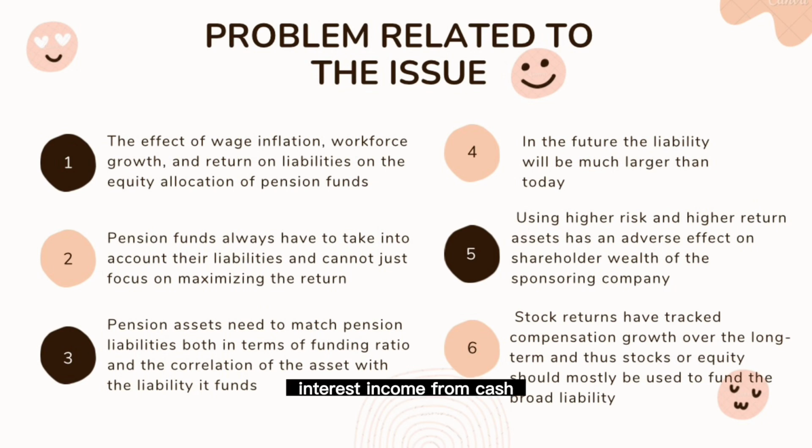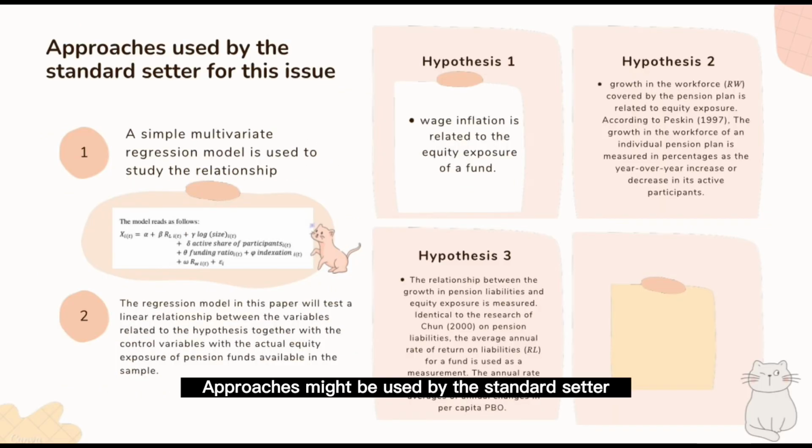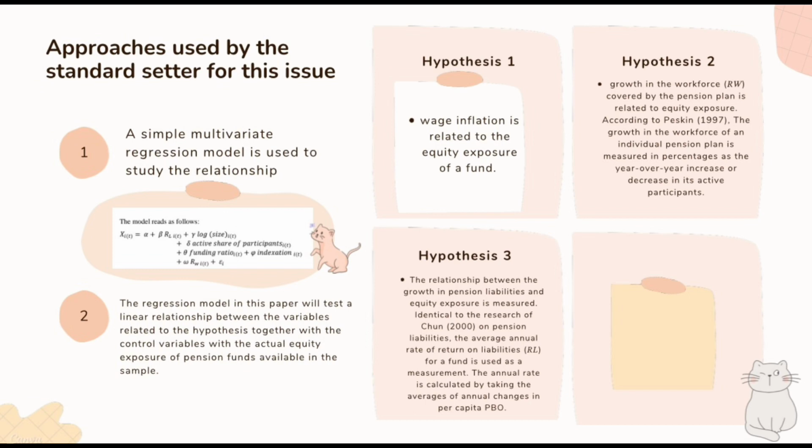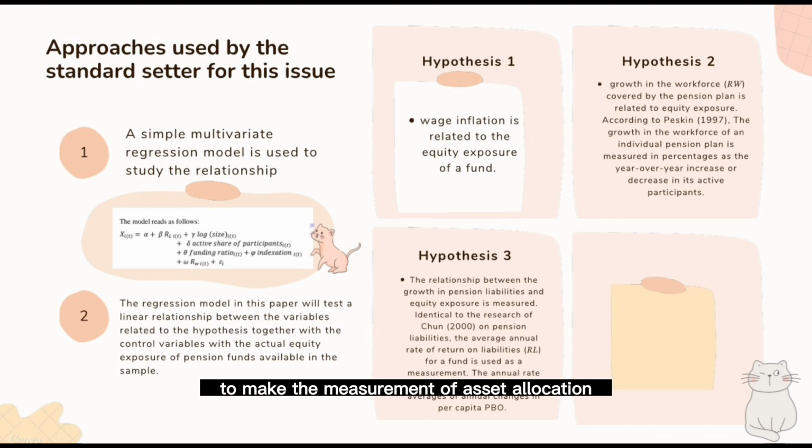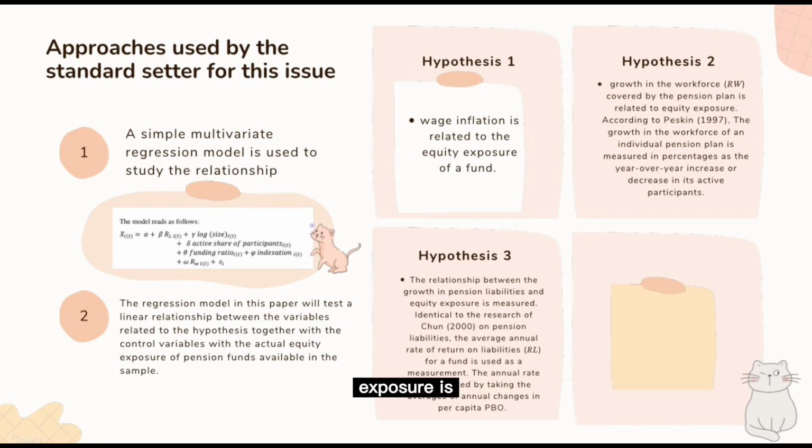Interest income from cash or treasury bill returns could not keep up with the inflation and productivity change that drive compensation growth. Approaches might be used by the standard setter for this issue. In order to solve these cases, one approach has been used by the standard setter to make the measurement of asset allocation comparable to the theories discussed in the article. The actual asset allocation is the independent variable. This is because only the equity exposure is used to describe asset allocation.